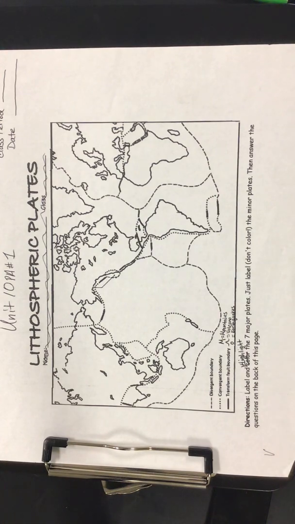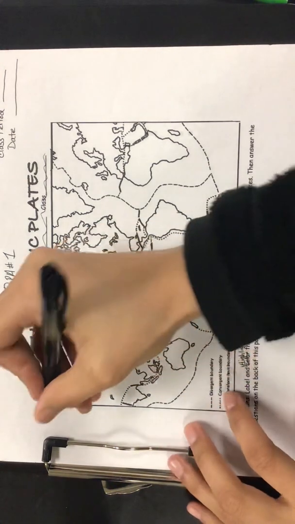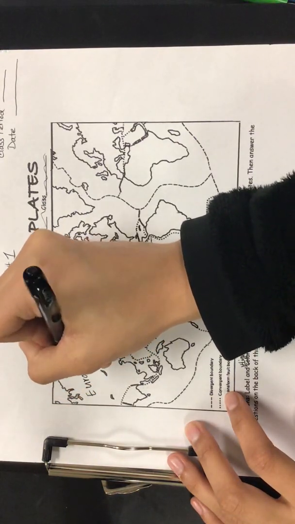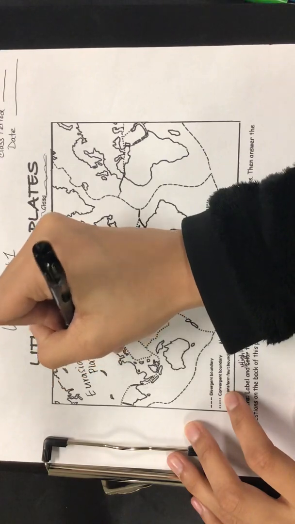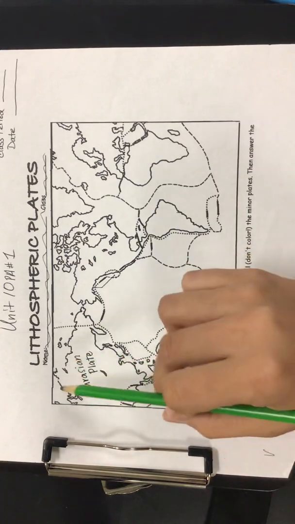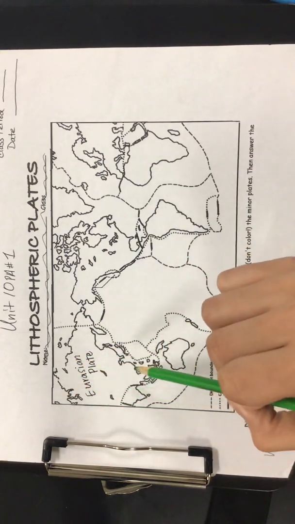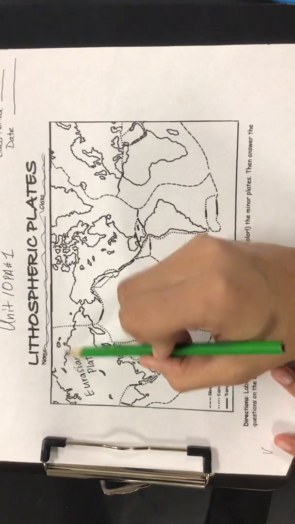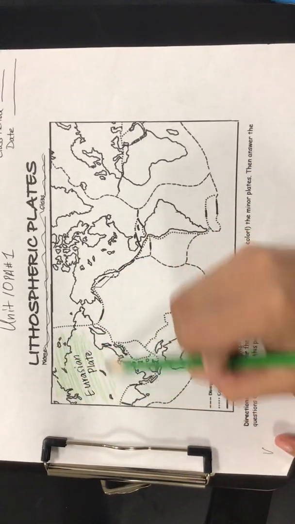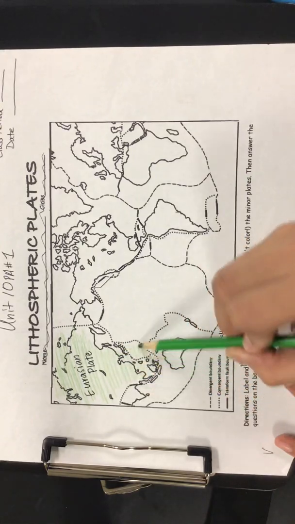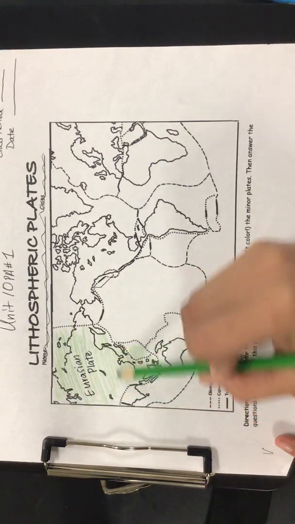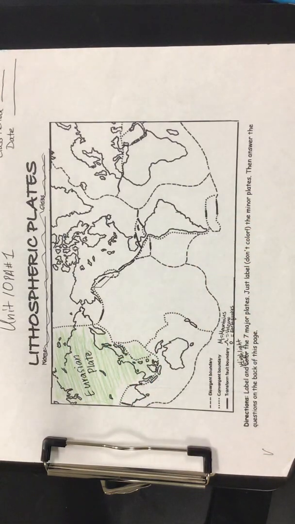So first we're going to start with our Eurasian plate, all right? Eurasian plate is right here. Okay? Our Eurasian plate, if you see, this is Europe, and a little bit of Asia falls on top of our Eurasian plate. That's why it's named that, all right? I'm going to shade this in light green. Okay? So our Eurasian plate is where Europe and Asia both fall, all right?